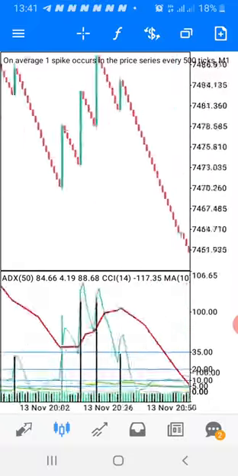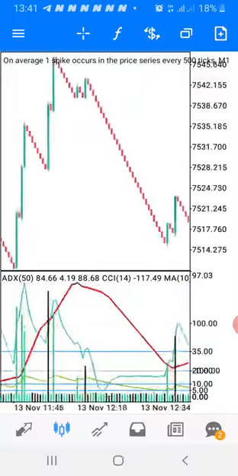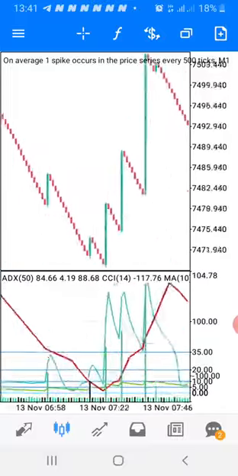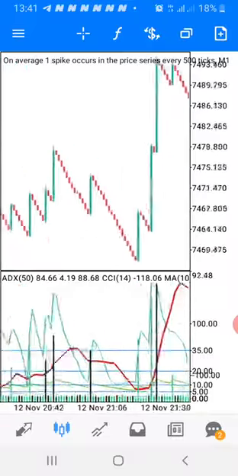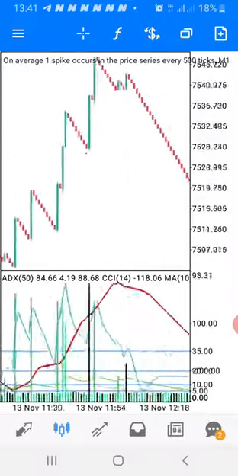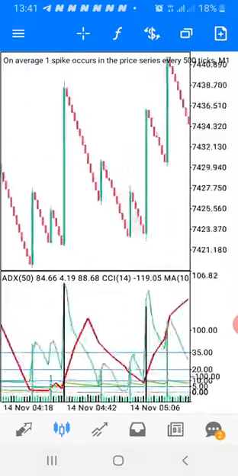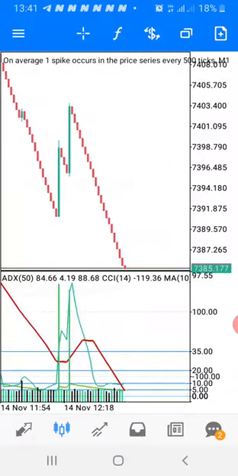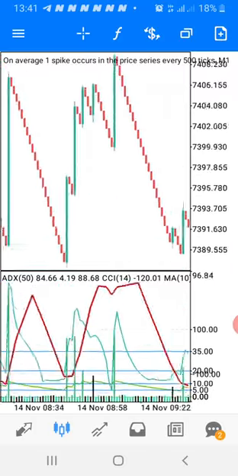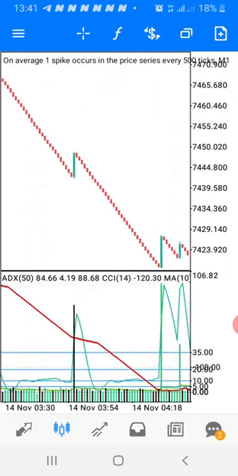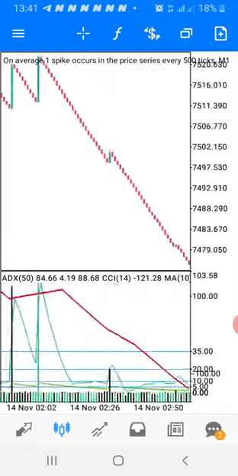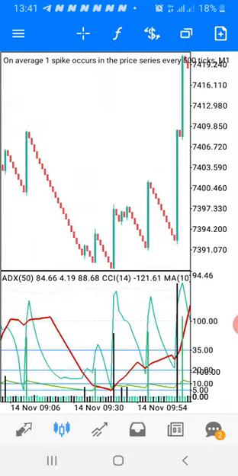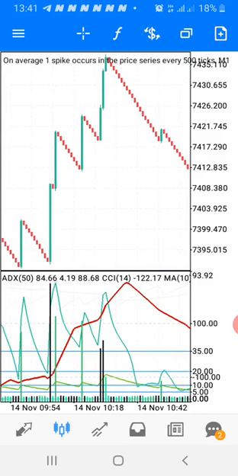This strategy works well. Test it and use it. Just try it on your demo account. You will make money from it. I'm telling you, you will make money from this strategy. We'll make money to the glory of God. This strategy is good for Boom and Crash.